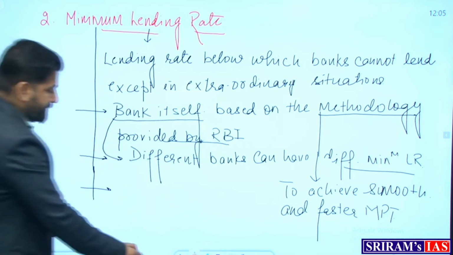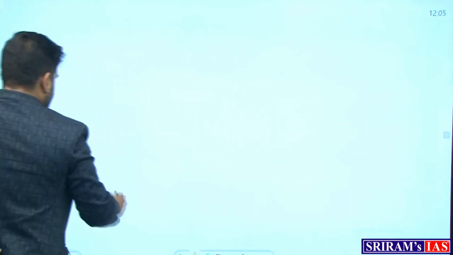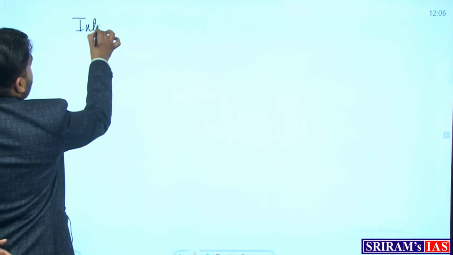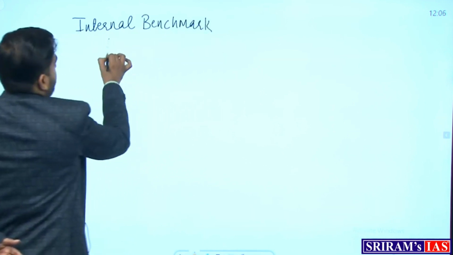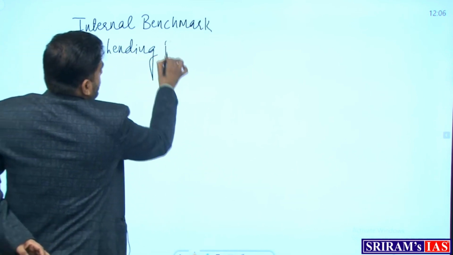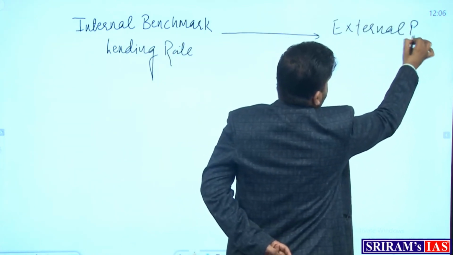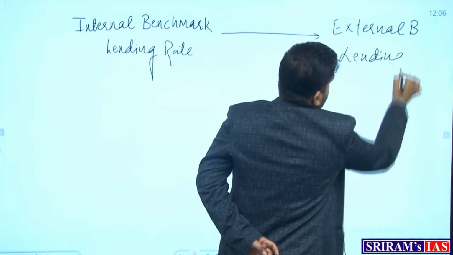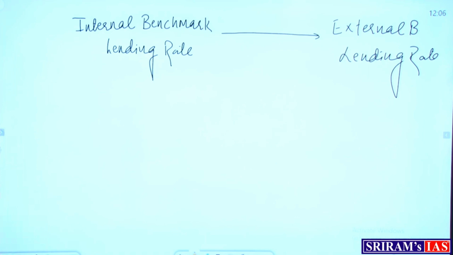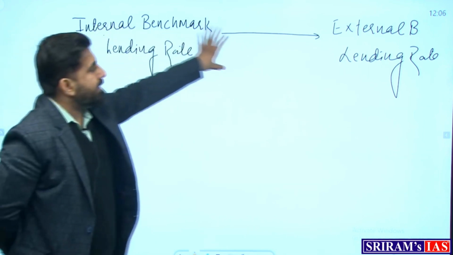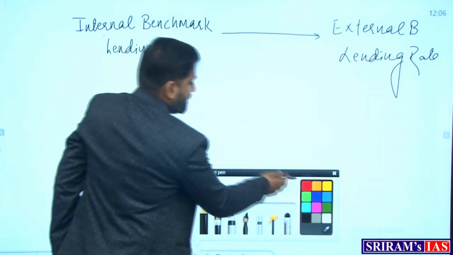Now, a little bit more information. How it has evolved from the internal benchmark lending rate to the external benchmark lending rate. So the minimum lending rate has shifted from the internal benchmark lending rate to the external benchmark lending rate. Now, what all you must have studied, or do you only need to know the names?